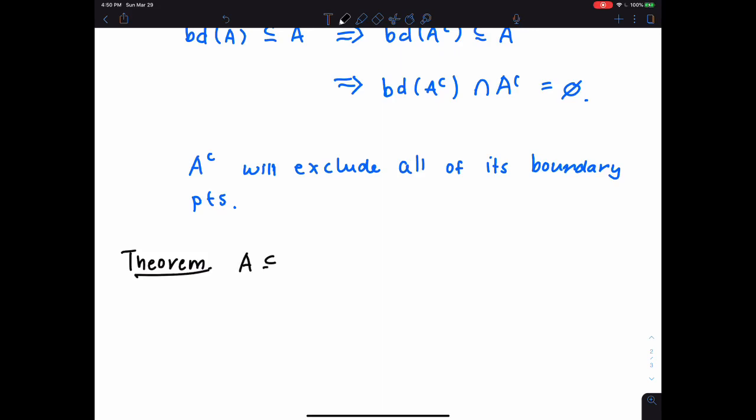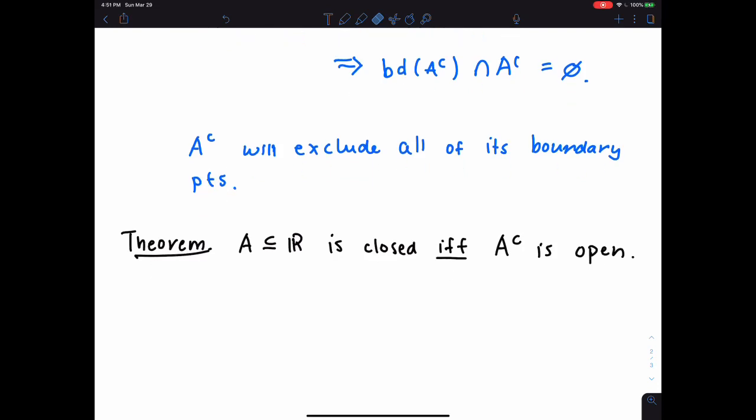If you take a set A in R, this set is closed if and only if A complement is open. That's like saying, at a high level, that a set contains its boundary if and only if the complement doesn't contain any of its boundary points. So this is what we're going to try to prove.